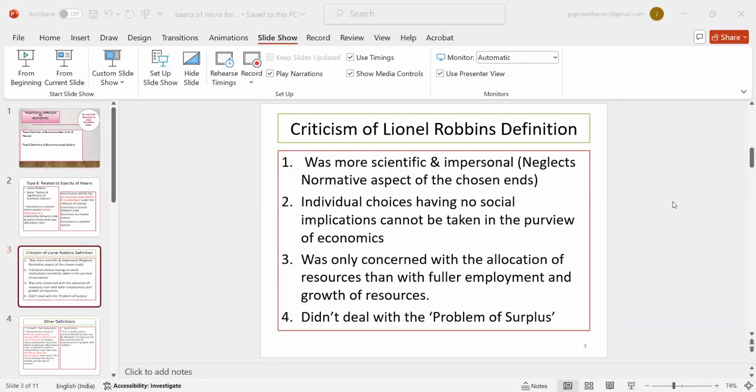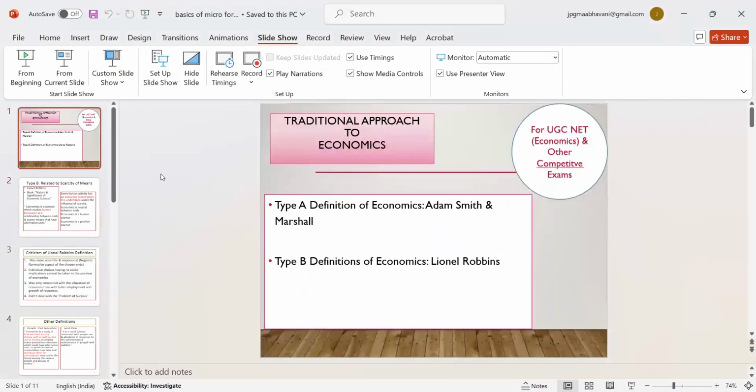Good evening. In this session, we will have a look at the way economics gets defined by Lionel Robbins, looking at his definition under type B. That's the way the traditional approach is taken up for economics. We had a look at the type A definition given by Adam Smith and Marshall.